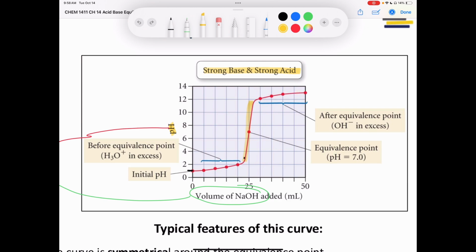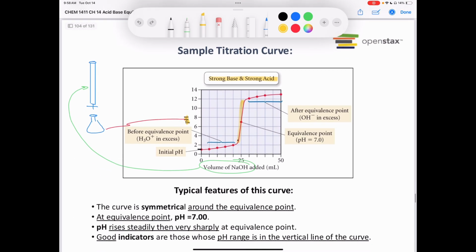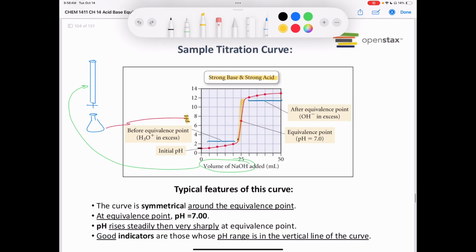So our equivalence point for a strong acid and a strong base is going to be when the pH is neutral. So some of the features of the titration curve of a strong acid and strong base is that it's symmetrical around the equivalence point. The equivalence point is going to be at a pH of 7, and the pH rises steadily, then very sharply, then it goes steadily again.